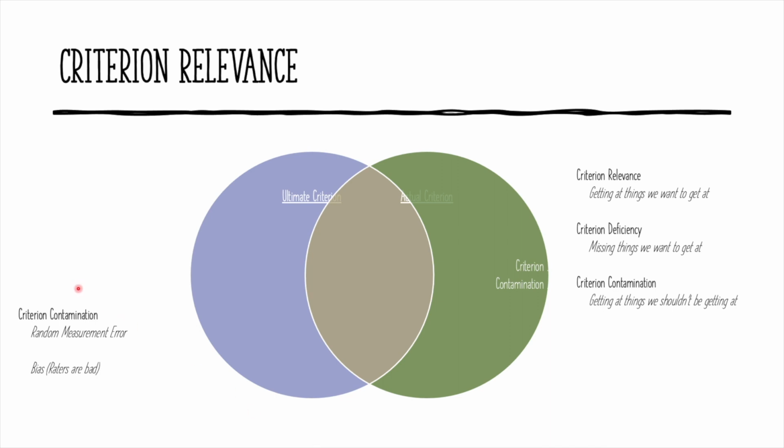Oh, yeah, I forgot about this. Criterion contamination can also come from random measurement error, so you can't really do much about that, or biases. So if the raters are potentially bad, like witnessing something and making bad decisions, which we'll actually get at in the next chapter, some rater errors that they make, and how to fix those too.